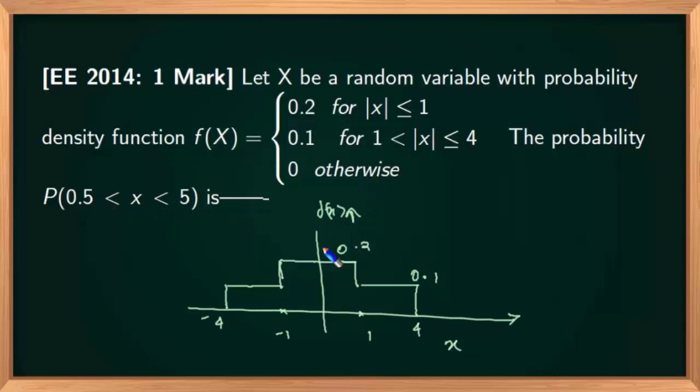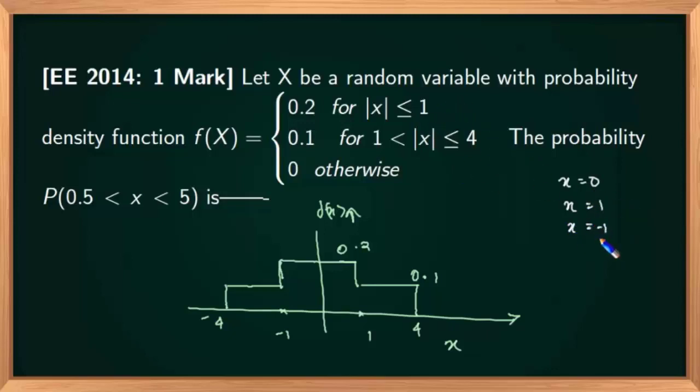So the first thing is you have to draw the graph, and it is always easy to solve such problems graphically. So the first thing is mod of x less than or equal to 1, which means that if x is 0, definitely it is less than 1. If x is 1, again it is less than or equal to 1.